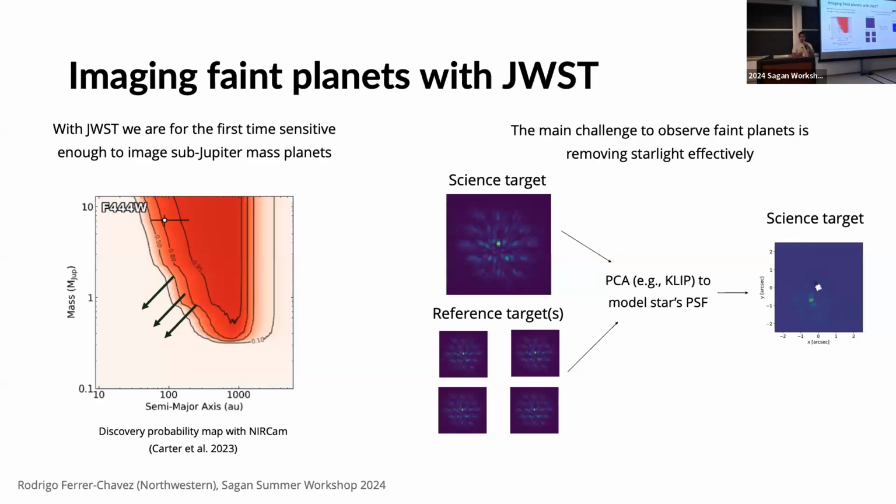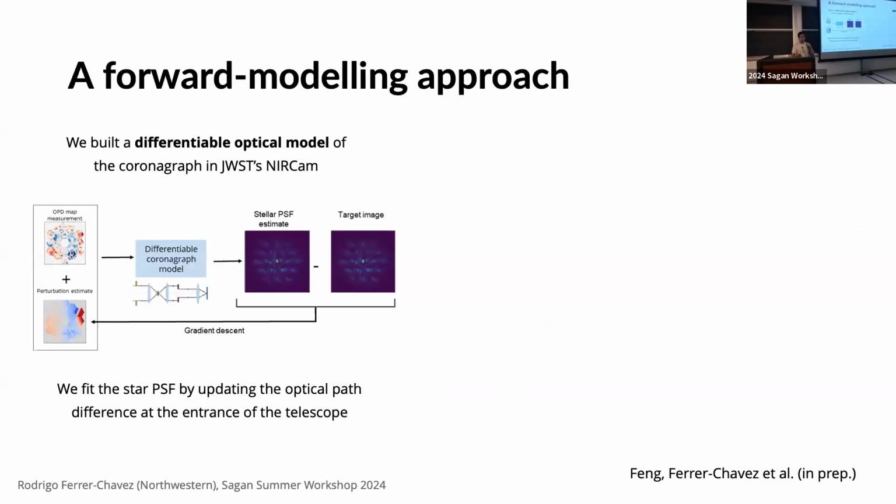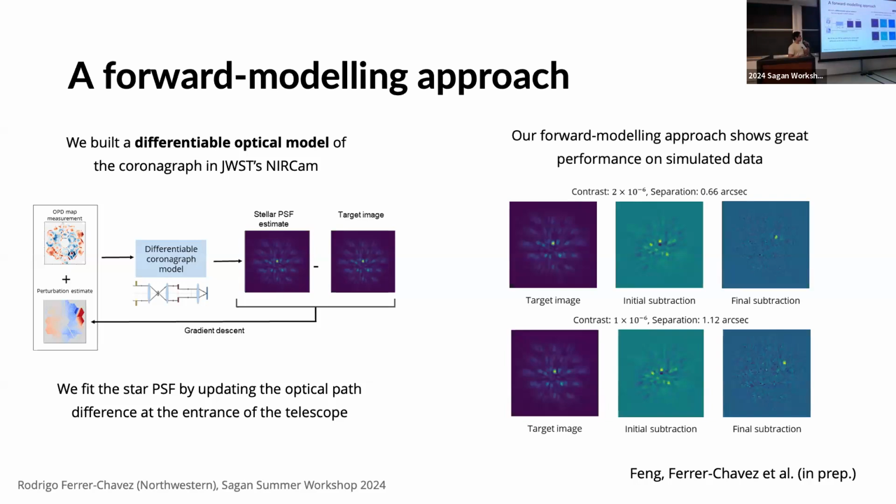We're exploring the limitations of a forward modeling approach, in which we use a differentiable coronagraph model that we wrote in PyTorch, and we try to fit for the optical aberrations, for example, in the optical path differences in the optical telescope element of JWST. And by iterative gradient descent, we fit for the optical aberrations so that we can refine our estimate of the PSF. And here are just some preliminary results that we found from applying our work to simulations.